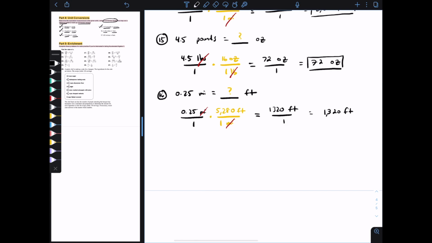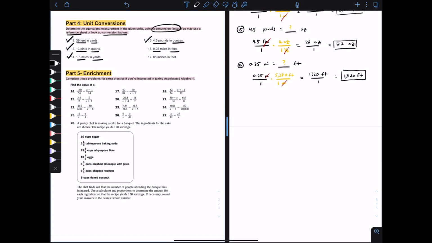1,320 feet would be 1/4 mile. Okay, and just check that one more time. If I multiply 0.25, that's 1/4, by 5,280, 1/4 of 52 is 13, and 1/4 of 80 is 20, so 1,320. That makes sense. So always just double checking.